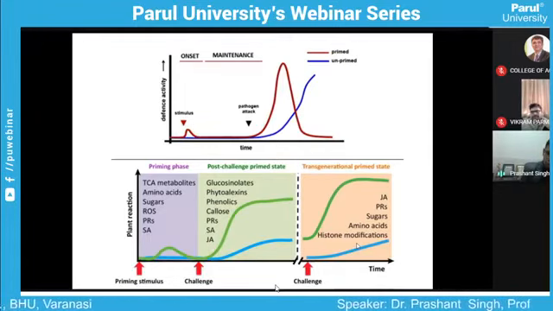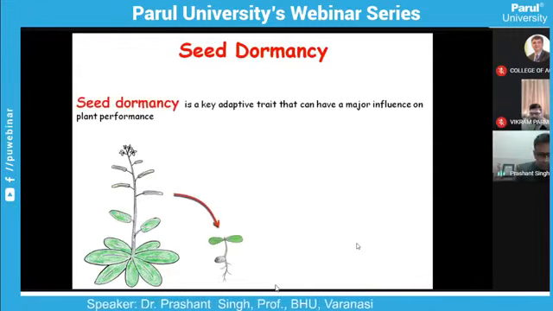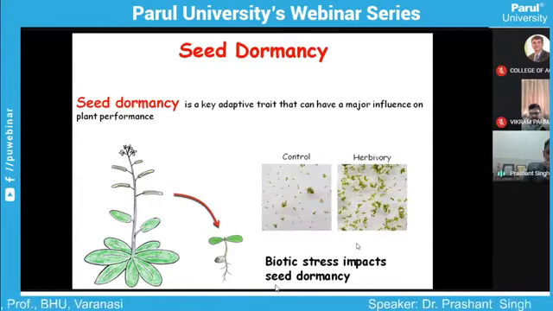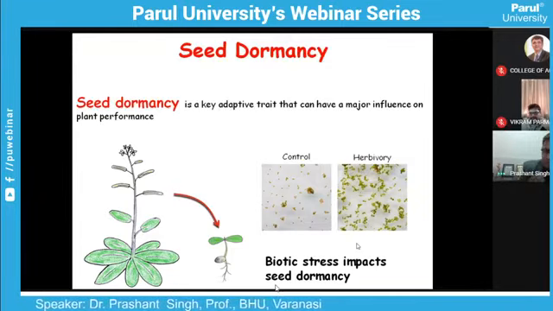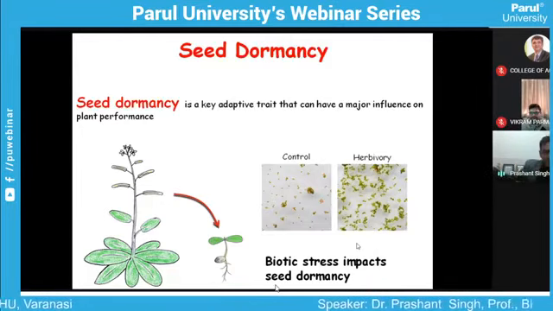Moreover, we also tried to link the priming with one more important aspect in the case of agriculture, which is called seed dormancy. We know that this is one of the important adaptive traits that could have a major influence on plant performance. And what we found, if the plants are primed, they are less dormant. And again, it is the beauty. So it means the biotic stress also impacts the seed dormancy. So if you think in terms of ecological implication, if the situation is going to be stressful in the environment, the plant tries to germinate quickly and establish, and they can bypass this stress. And once they can establish, they can fight the stress.